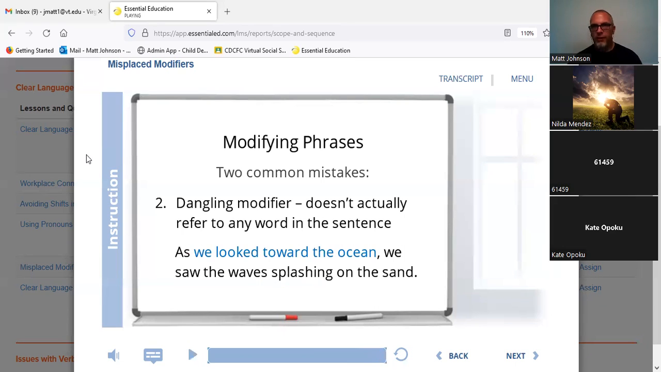So a misplaced modifier is modifying the wrong thing in the sentence. A dangling modifier just really isn't modifying anything. It's just out there and it doesn't really make sense. It's really affecting the clarity of the sentence. So let's go to the next slide.